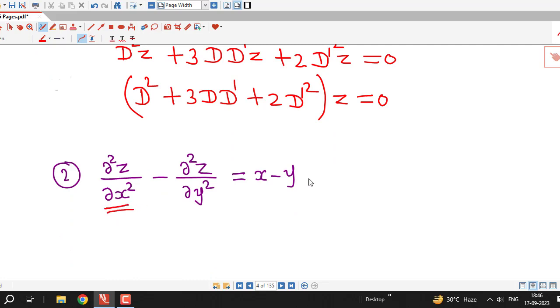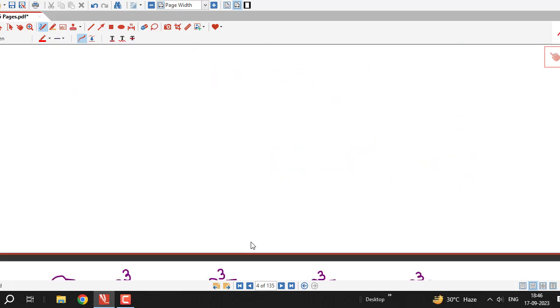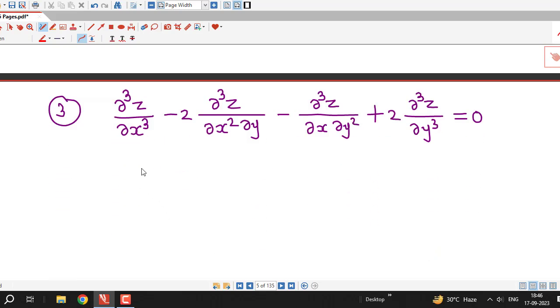Similarly here you can see I have del square z by del x square, that is D square z, minus del square z by del y square, that is D dash square z, equal to x minus y, and this I can rewrite as D square minus D dash square z equal to x minus y. Same thing we can do for this. Now I am taking z common directly.